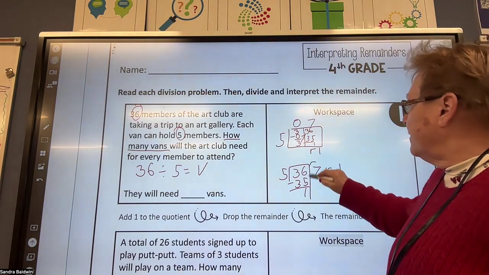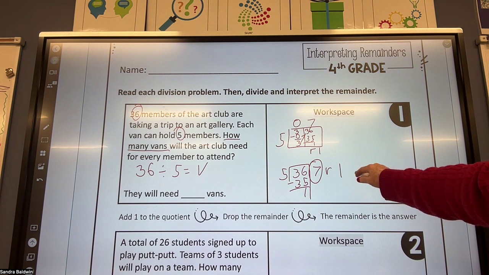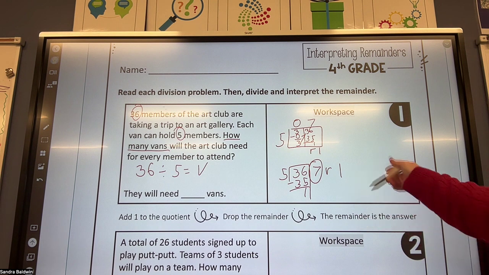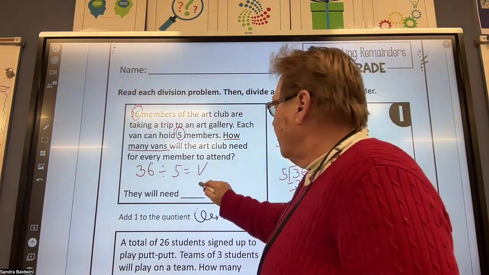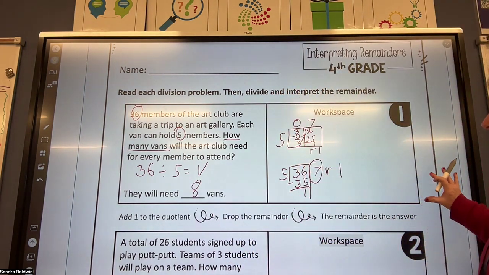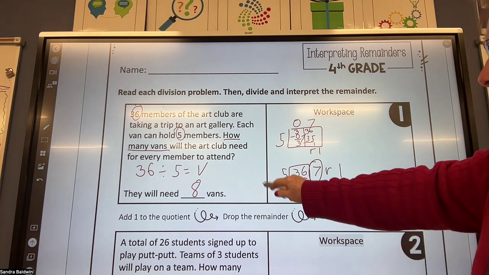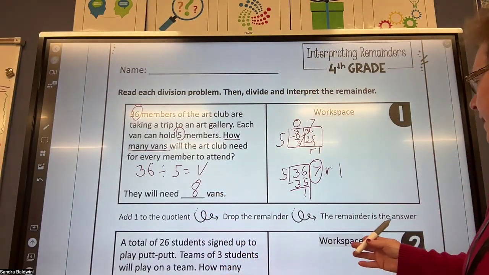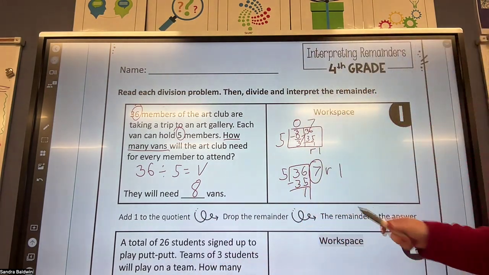Well, the whole number is 7, but everybody has to go. So I can't take part of a person or part of a van. They're going to take the whole van, even if there are empty seats. So they're going to need 8 vans. I'll do one more that we did in class today. And well, going back to this, on this one, we added 1 to the quotient to get the answer.